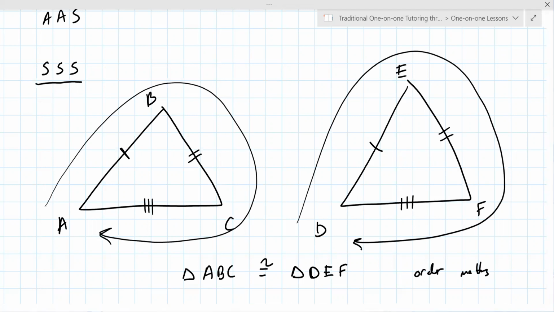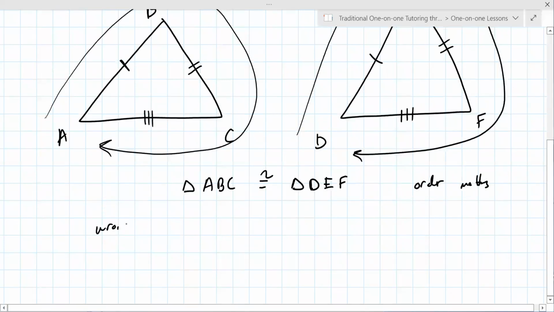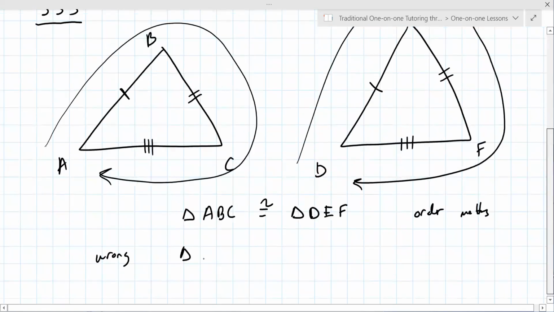Okay, so let me try it another way here. The following would be wrong. You cannot say that triangle ABC.